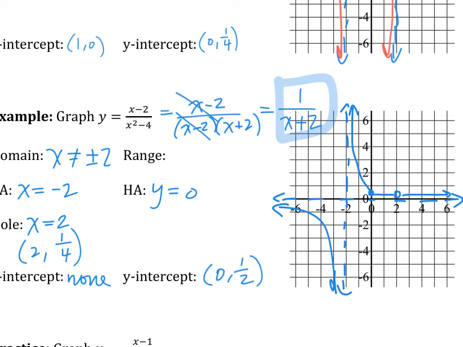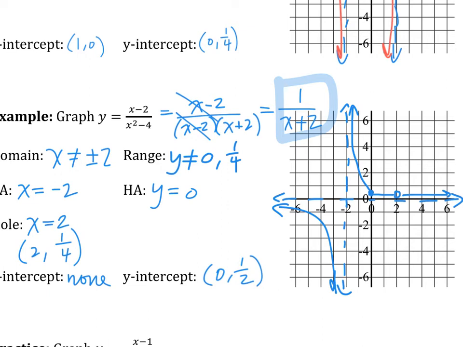So now let's talk about range. Where does y not equal to? 0, yes, it's not equal to 0. The graph is never crossing 0. And one other place. 1/4. Yes, where the hole is. The graph has to skip the horizontal asymptote and that hole. The y portion of the hole.